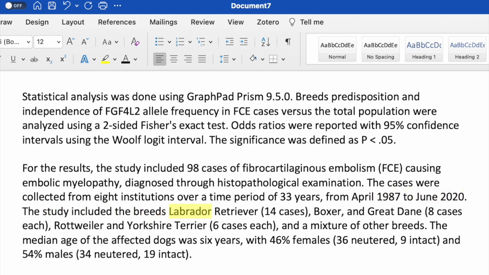The study included the breeds Labrador Retriever, 14 cases, Boxer and Great Dane, 8 cases each, Rottweiler and Yorkshire Terrier, 6 cases each, and a mixture of other breeds. The median age of the affected dogs was 6 years, with 46% females, 36 neutered, 9 intact, and 54% males, 34 neutered, 19 intact. Genotyping was successfully performed on 91% and 81% of dogs for FGF4L2 and FGF4L1 respectively.